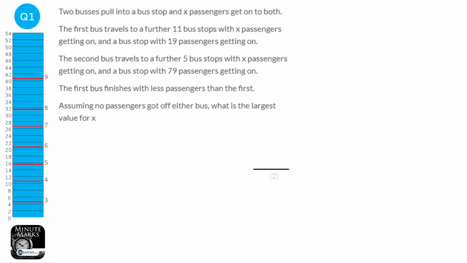So we're going to write an expression for the amount of people on the first bus. They've started with X passengers and they've gone to 11 bus stops with X passengers. So altogether that is 12X. So we're going to have the first bus, and so we've got 12X. And then on the last bus stop, 19 passengers get on.